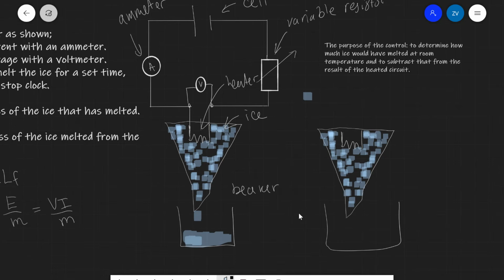And the purpose of this control essentially is exactly the same beaker. The only purpose is to determine how much ice will melt at room temperature and to subtract that from the result of the heated circuit. And this over here is just our control. So let's say we have just a tiny bit of ice that has melted because of the fact that the ice is at room temperature.